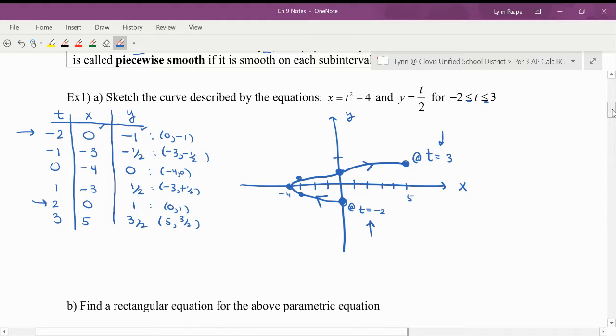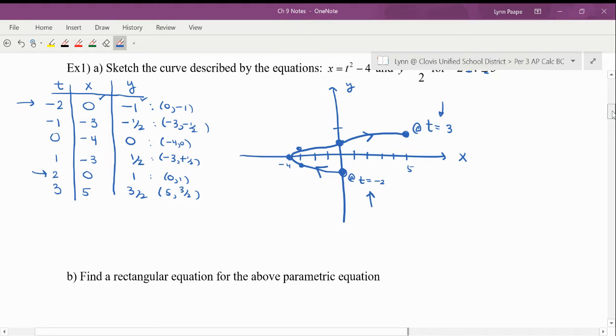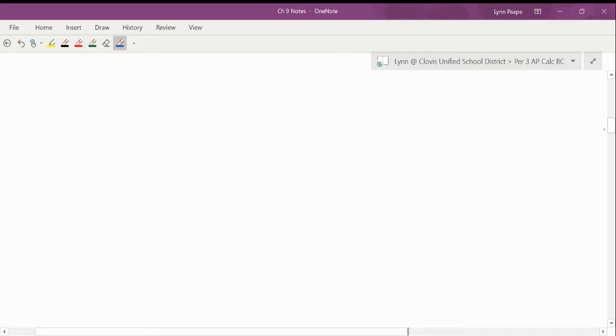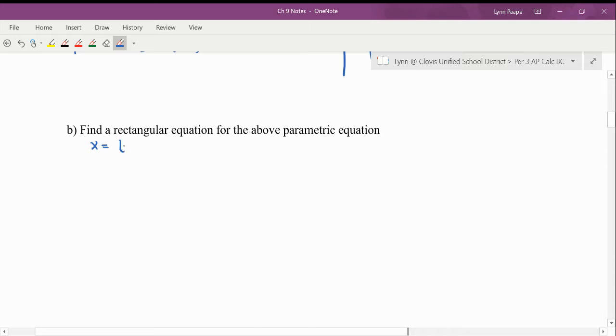Okay, so now for here, they're asking me to find a rectangular equation for the above parametric equations. So let me write those. Oops, sorry, my pen got away from me. So I had x is equal to t squared minus 4, and I also had that y was equal to 1/2 t.